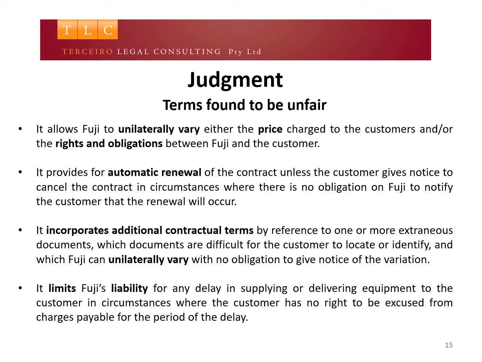The third term was one that incorporated additional contractual terms into the contract, including extraneous documents, which were very difficult for the customer to locate or identify. And Fuji also had the power to unilaterally vary those documents, which would have the impact of varying the contract. So again, this unilateral right to vary the terms of the contract is found to be unfair. Then there was a limitation of liability clause, which effectively excused Fuji of liability for any delay in supplying or delivering equipment to the customer, but the customer had no right to be excused from paying the charges, even though Fuji had delayed in supplying and delivering equipment.